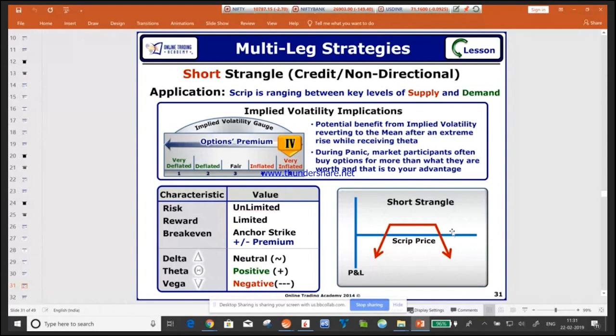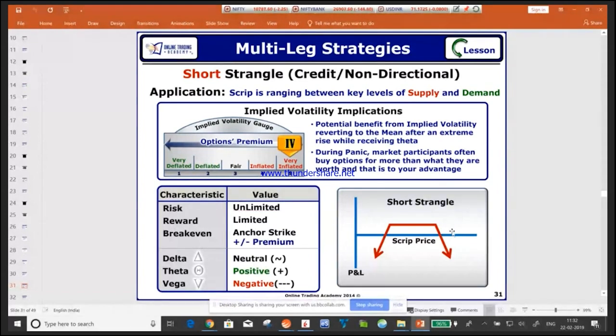So you are going to have break even points on either side in non-directional strategies. Your upper break even point is call strike price plus the net premium, and on the put side, on the demand side, your stop loss is put strike minus the net premium. Is that clear? Anchor strike plus minus premium. Yes, you have to square off everything, Bhavya, once you get stopped out or reach your target. You have to square off everything.